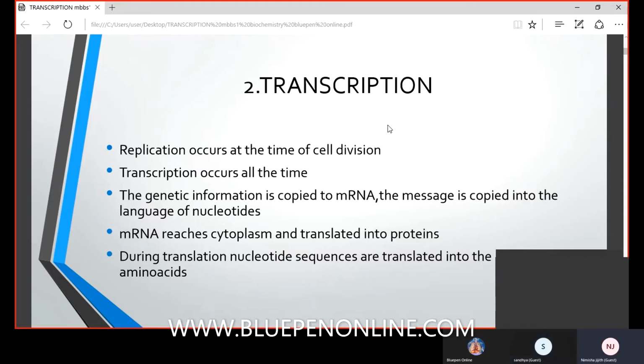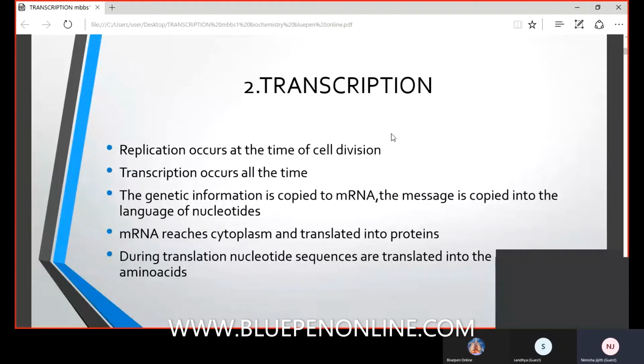The genetic information is copied to mRNA. The message is copied into the language of nucleotides. What happens at the time of translation? It is converted to proteins. It is translated into the language of amino acid. So what happens? mRNA reaches the cytoplasm and is translated into the language of amino acid, that is proteins. So during translation, nucleotide sequences are translated into the language of amino acid.